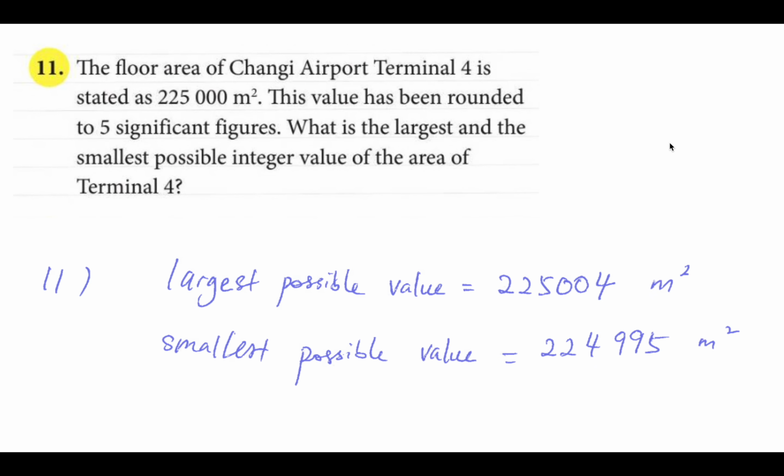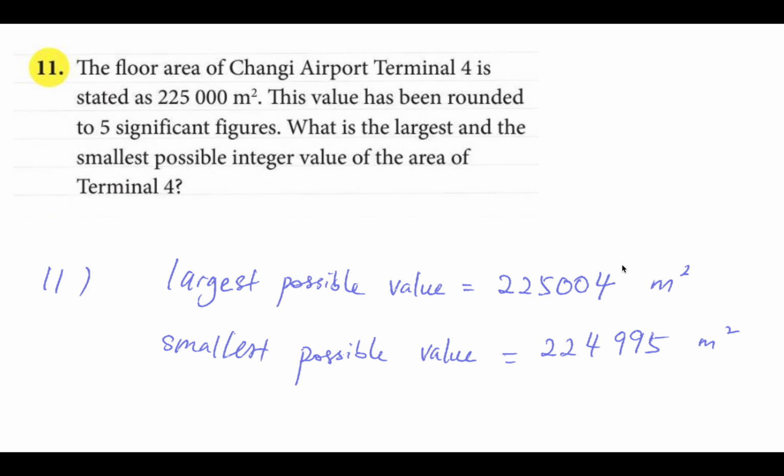Question 11. The floor area of Changi Airport Terminal 4 is stated as 225,000 square meters. The value has been rounded off to 5 significant figures. So what is the largest and the smallest possible? Where are the significant figures? It is 2, 2, 5, the first 0, and the second 0. So that means only the last digit there is actually affected.